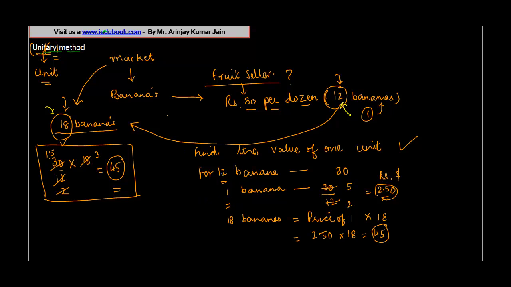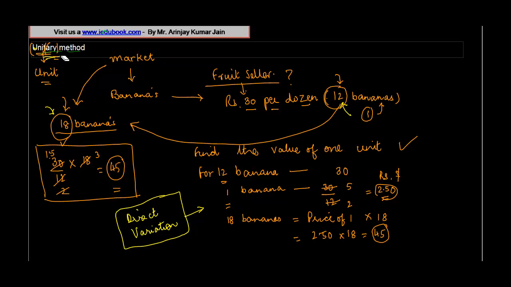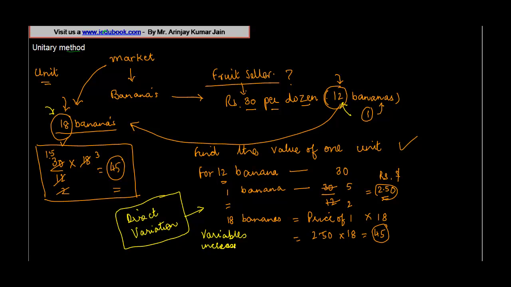Now this also gives us an important concept, which is that of direct variation. Direct variation in a unitary method, let me just clean this off. This poor chap has been covered by so many lines. Direct variation in case of a unitary method means that the price or the variable or the quantity, whatever it might be, the variables increase directly, which means as the number of bananas increased from 1 to 12, the price increased from 2.5 to 30. When the number of bananas increased from 12 to 18, the price increased from 30 to 45.